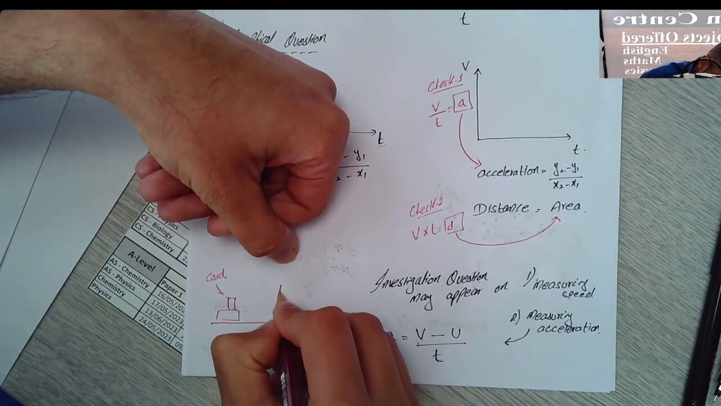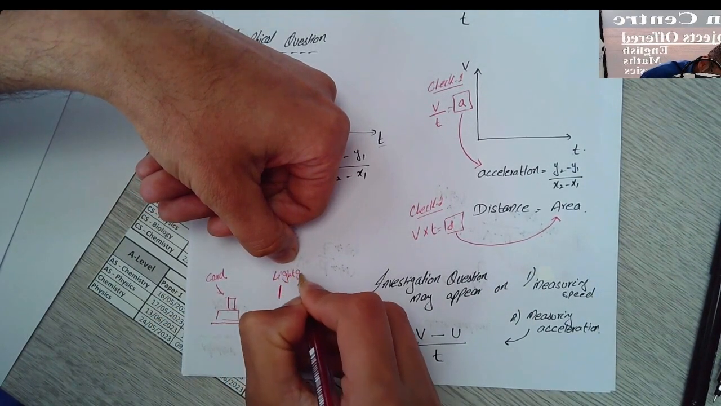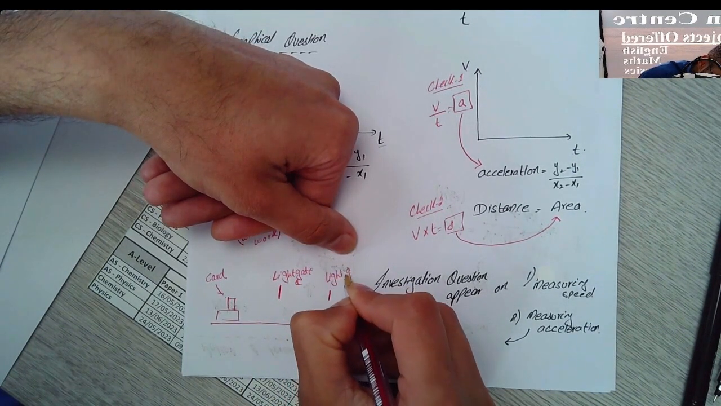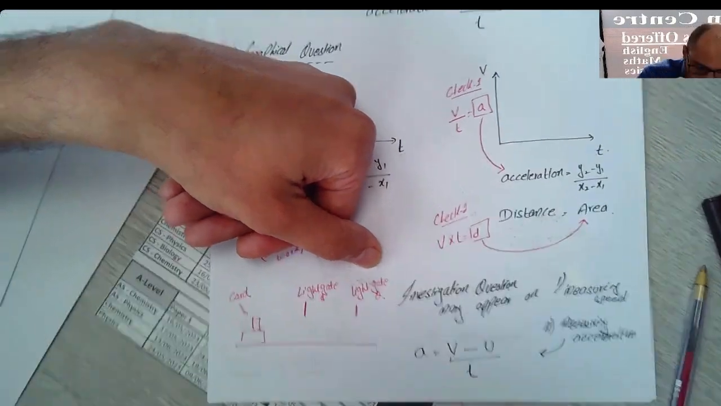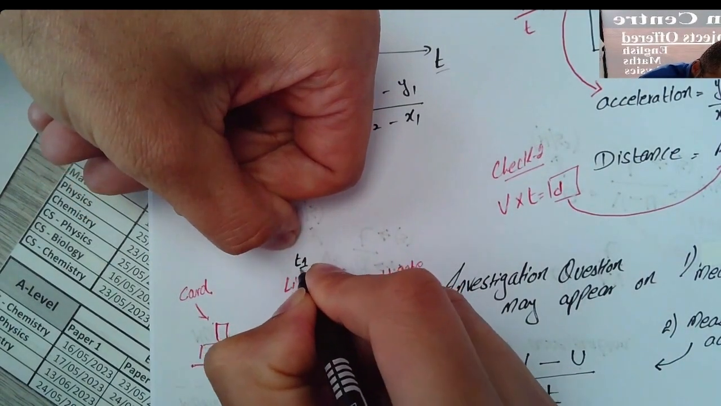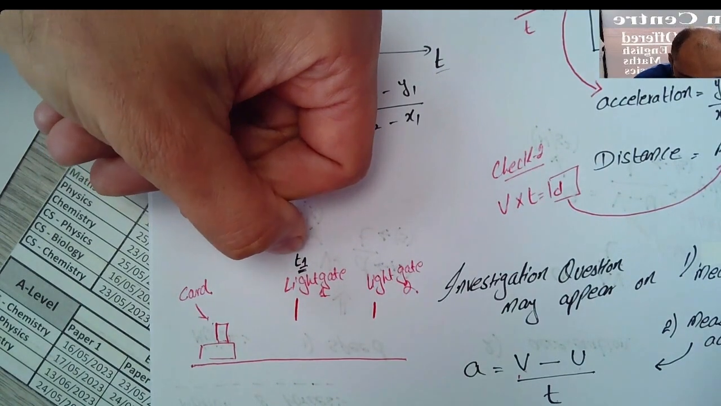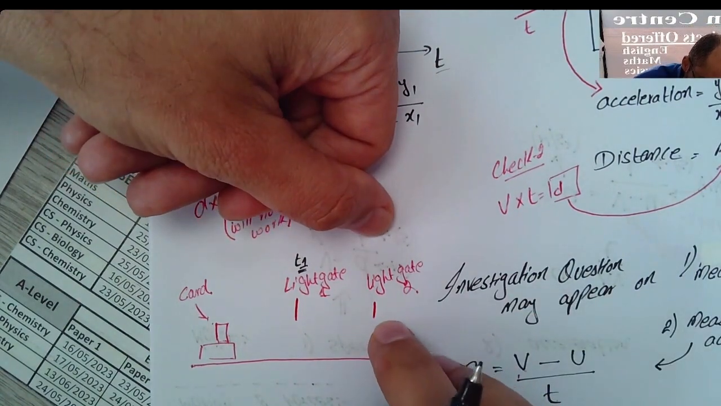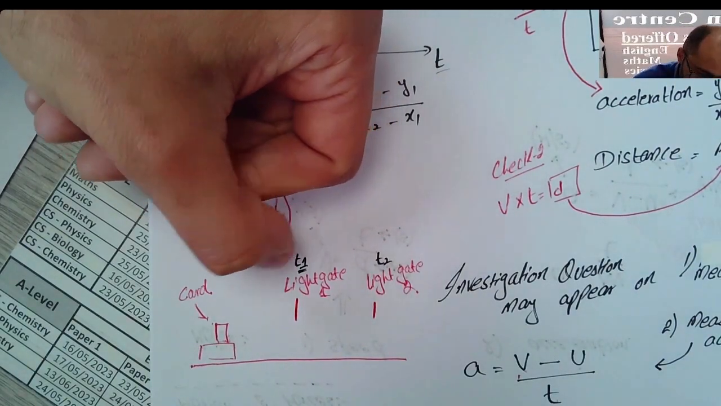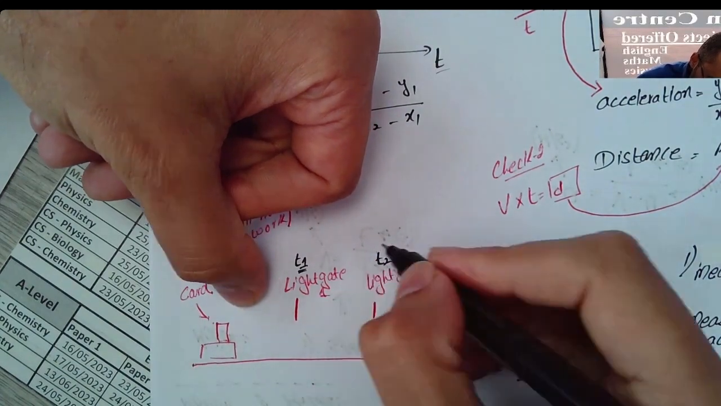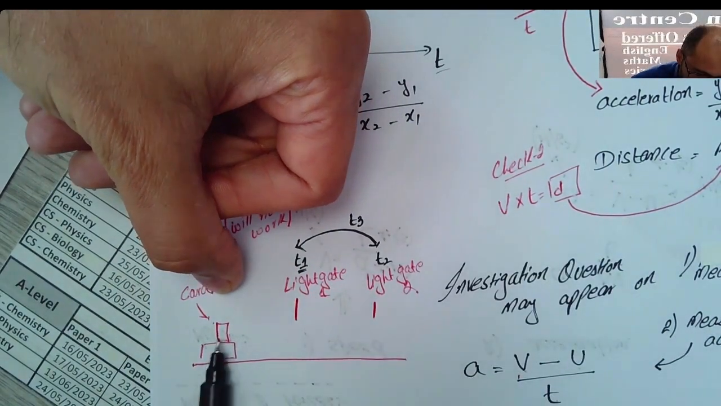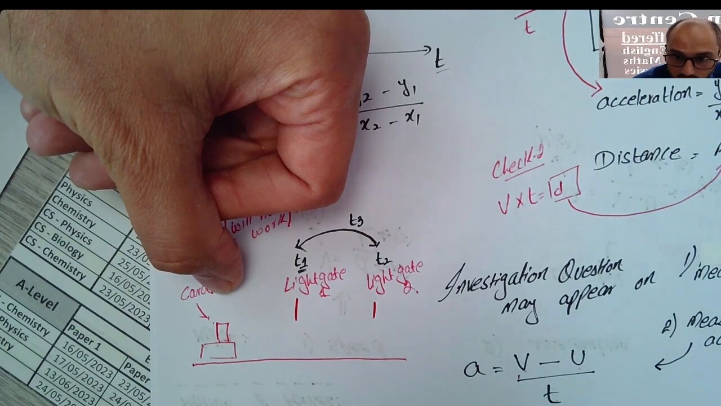Now I can say here, this will be light gate 1. I can draw another one here, which is light gate 2. So now what will happen in this case is, when this card passes through light gate 1, it will record the time it takes to pass through light gate 1. When it passes through light gate 2, it will record the time it takes to pass through light gate 2. And at the same time, these two will also give you the time T3, which is the time it takes for the card to travel from light gate 1 to light gate 2.